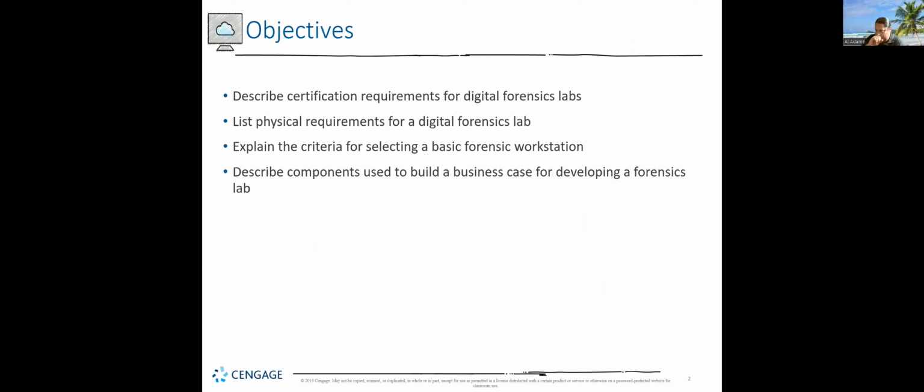But back to this chapter, we're going to describe the certification requirements for digital forensic labs, list physical requirements for a digital forensic lab, and explain the criteria for selecting a basic forensic workstation. So, what do you need to pick to make a basic computer station or a specialized station for you to do your work with? Describe components used to build a business case for developing a forensics lab. So in other words, going over what equipment, tools, and all that fun stuff.